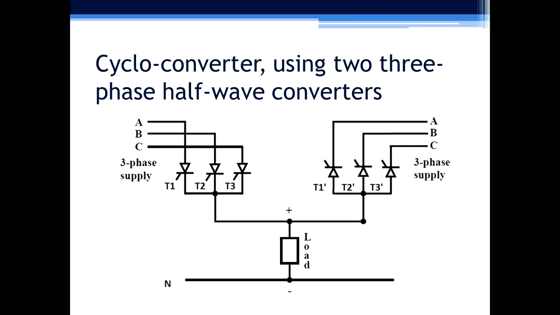T1 dash will be triggered when A phase is negative, T2 dash will be triggered when B phase is negative and T3 dash will be triggered when C phase is negative. Now let us understand this operation in detail.